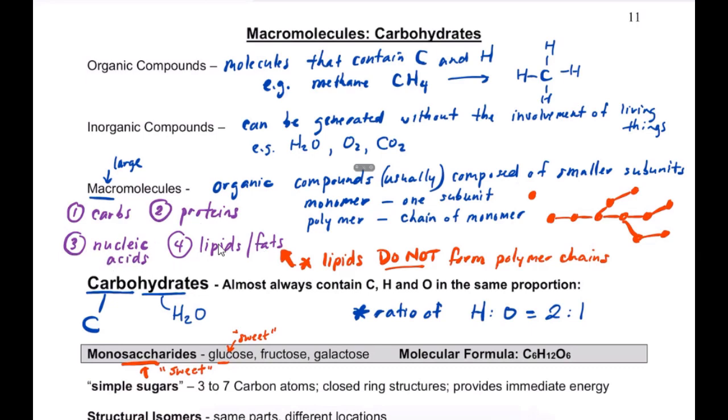We'll talk about lipids, which is the fancy word for fats. And then we'll also talk about nucleic acids as well. So organic compounds are really any molecule that contains a heck of a lot of carbon and a whole lot of hydrogen. Inorganic compounds can be anything else.